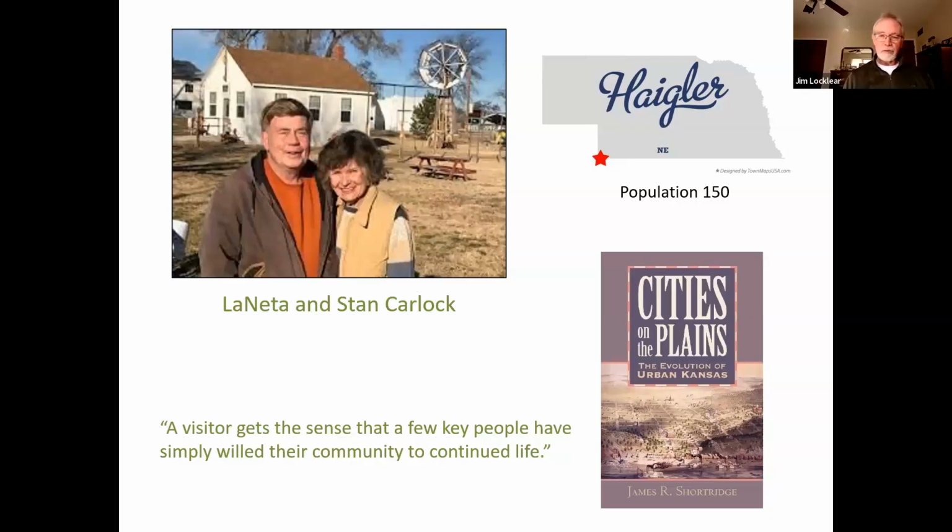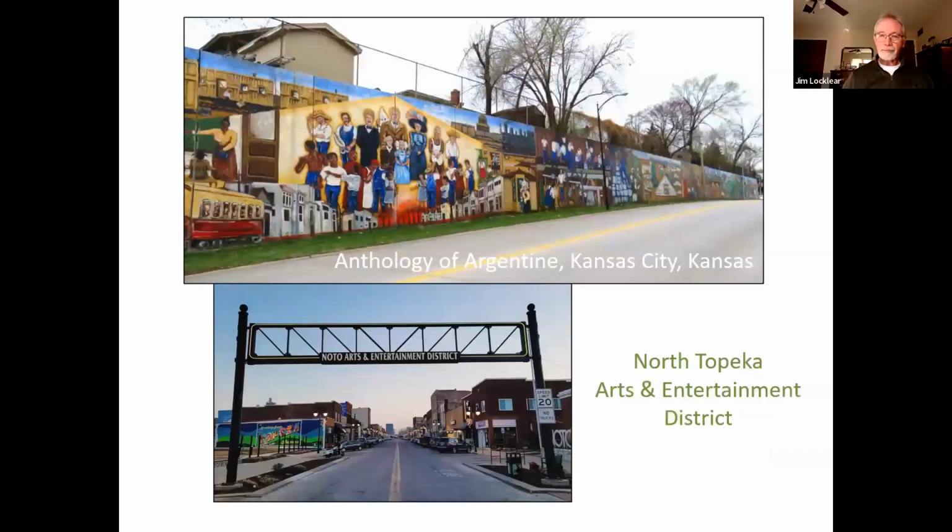There's a book, Cities on the Plains, which was written by James Shortridge at the University of Kansas years ago. In the book, he describes some of the attributes that enable communities to survive and thrive through hard times and prosper. But then he also says, in some cases, a visitor gets a sense that a few key people have simply willed their community to continued life. And I've seen this over the years and over my travels throughout the Great Plains. There definitely are towns that are on their last legs, but there are others that are fighting with all they have to survive. And so that's a beautiful part, I think, of the story of the country of the Kaw.